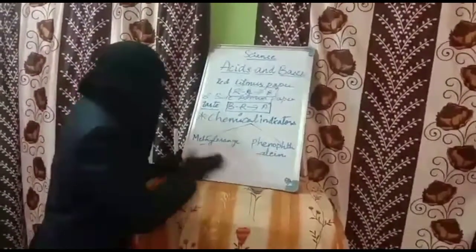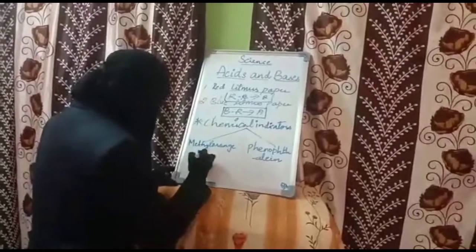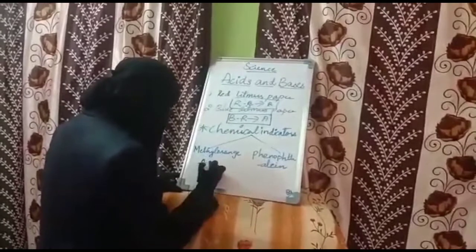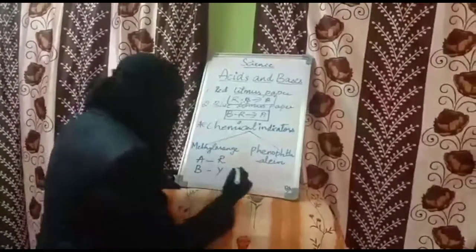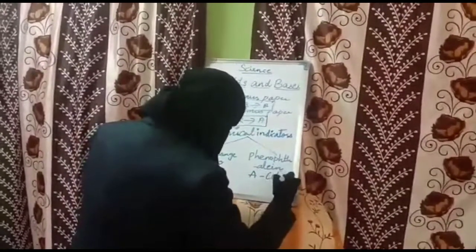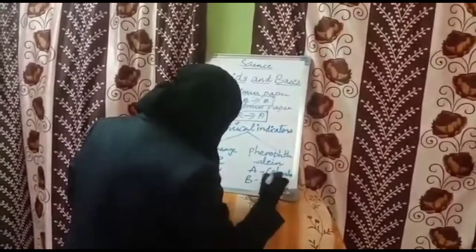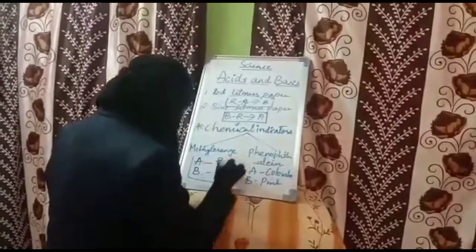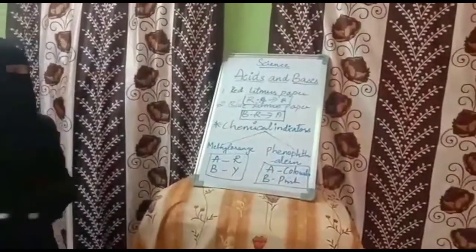Methyl orange with acids gives red color, and with bases it gives yellow color. Phenolphthalein with acids remains colorless, and with bases it gives pink color. So here we got these boxes, and by this you may get a clear understanding.